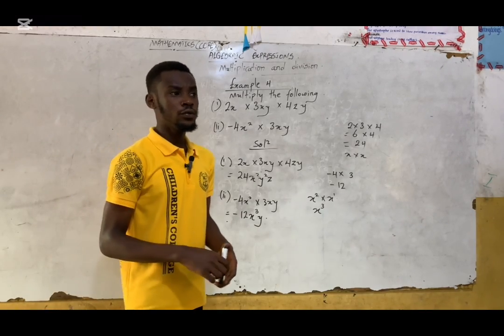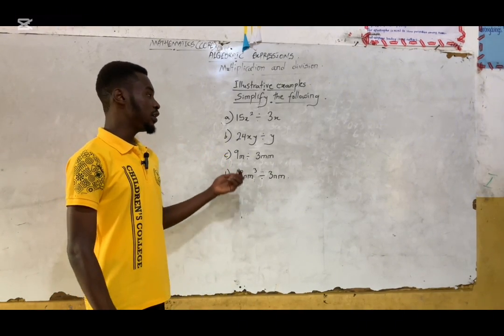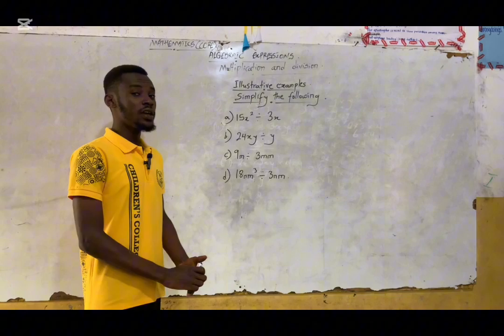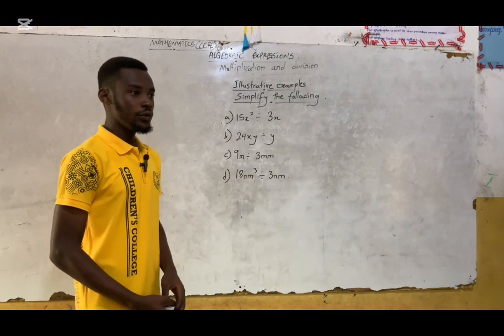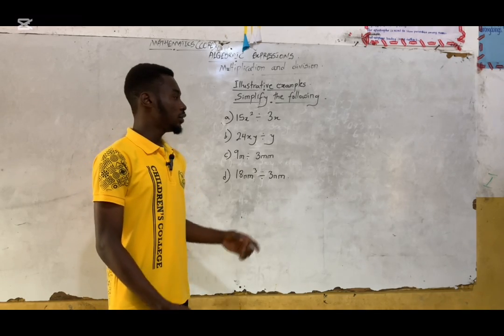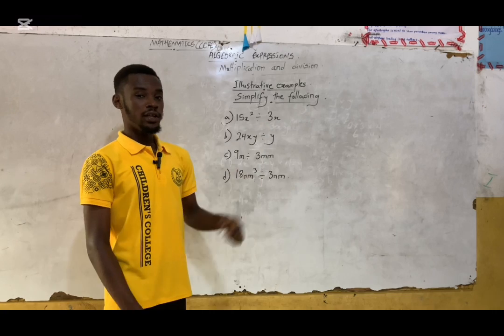Now you're going to head to division, right? Alright, so these are the illustrative examples under division you are supposed to solve, right? Simplify the following. 15x squared divided by 3x, right?